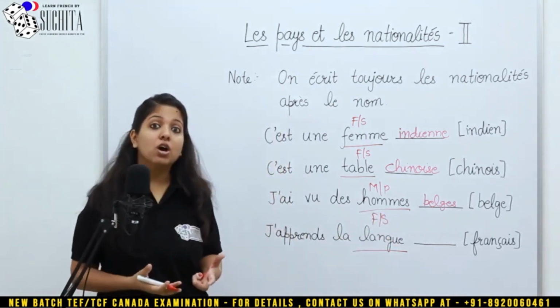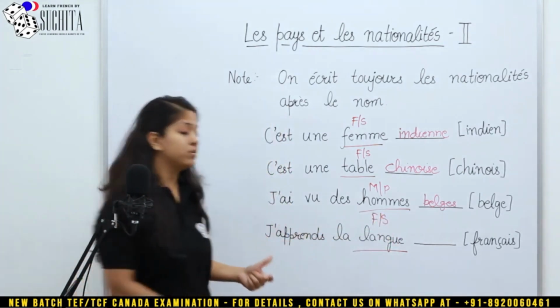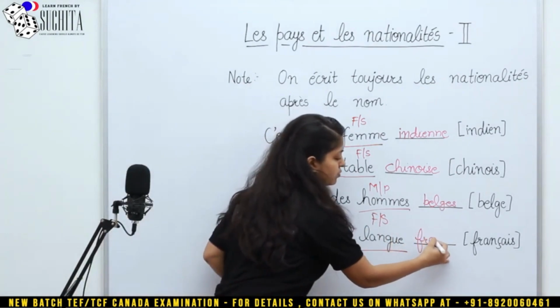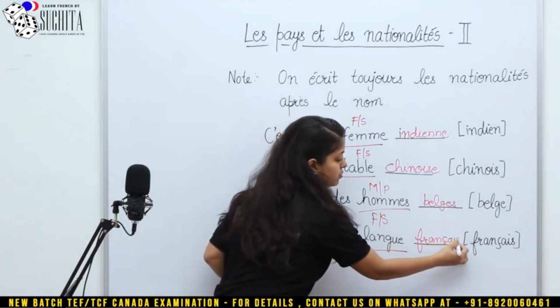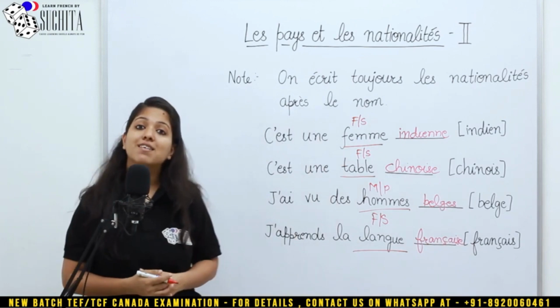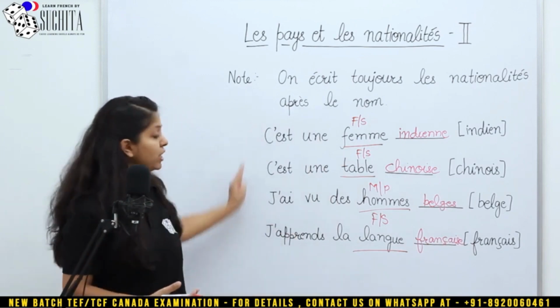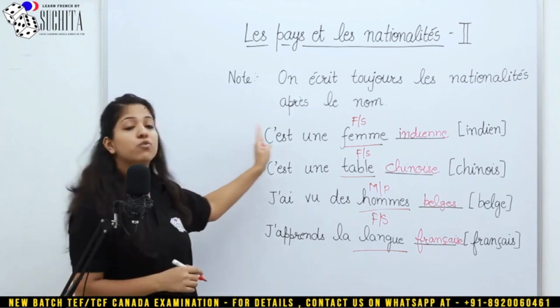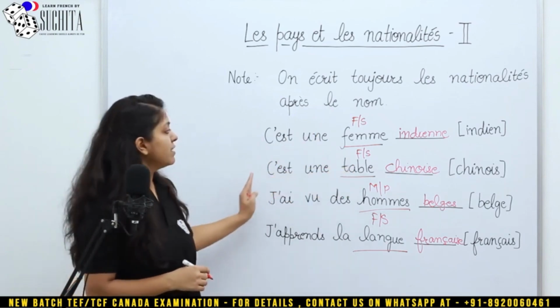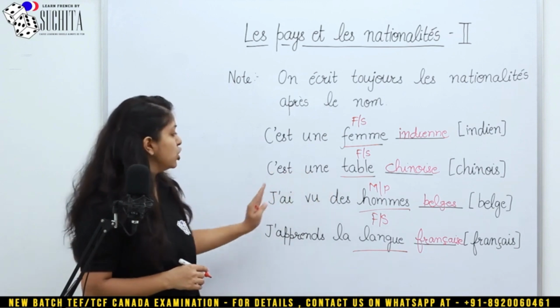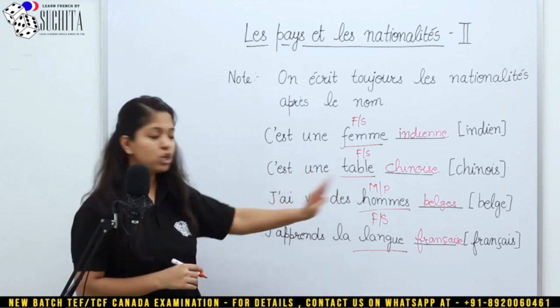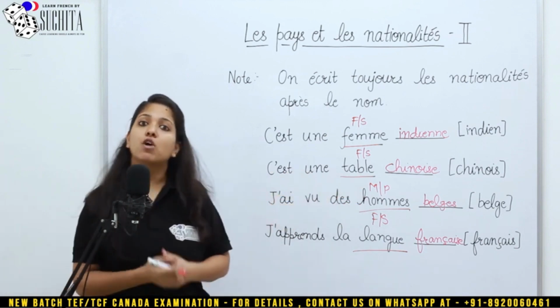C'est toujours féminin. Alors, j'apprends la langue française. So français avec E because you need to make it feminine. So I'll repeat all the four examples. C'est une femme indienne. C'est une table chinoise. J'ai vu des hommes belges. And j'apprends la langue française.